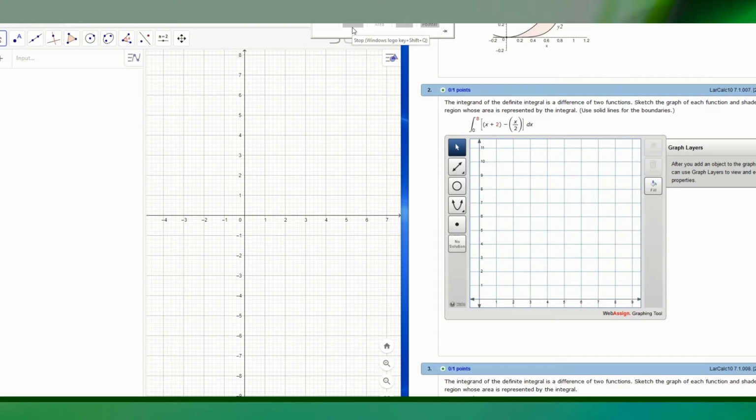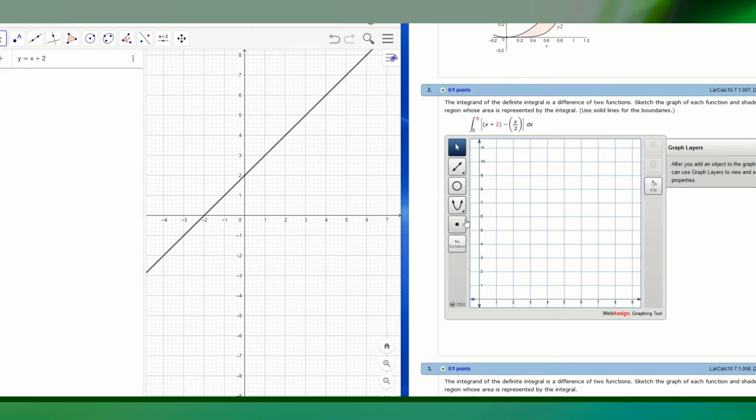So I'll start with question number 2. It says, the integrand is the difference between two functions. You have to sketch the graph and also shade the region to represent the area between the two curves. So the first one is y equal to x plus 2. I have the intercept, or I can choose points at 0, 2 and say 1, 3 to create the line on my WebAssign.